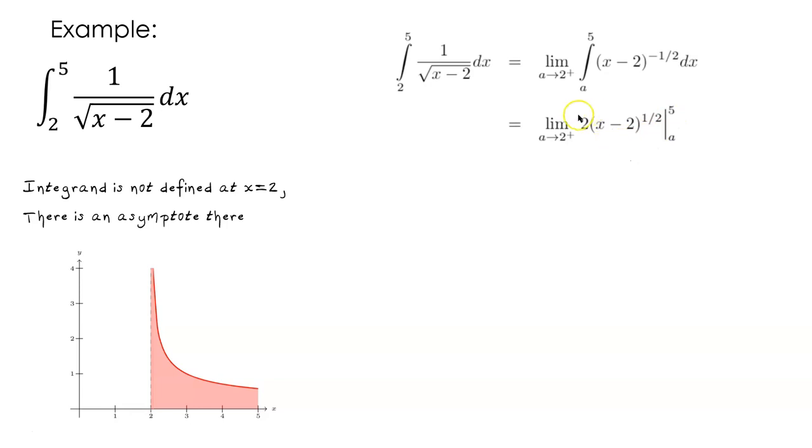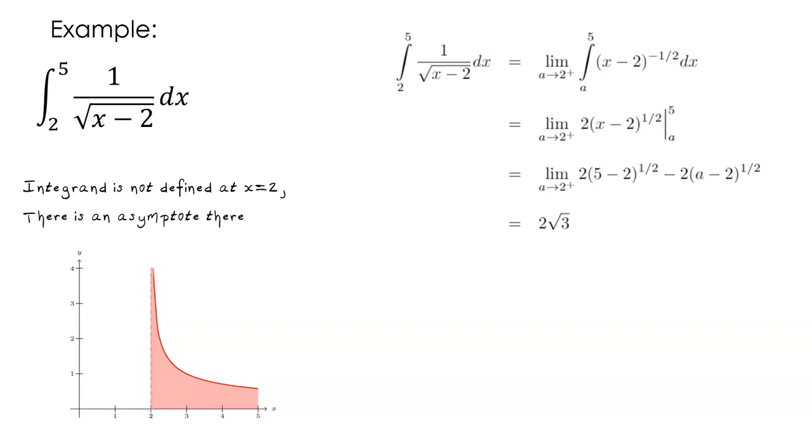A positive 1/2, dividing by 1/2, is the same thing as multiplying by 2. Plug in my 5, and then plug in my a. So I have 5 minus 3. This I'll have 2 times the square root of 3, and over here I'll have a 0. So this converges. We have 2 times the square root of 3.